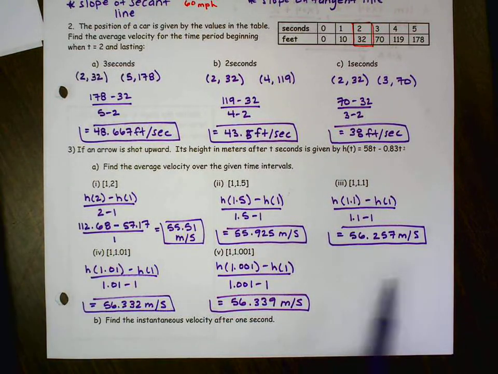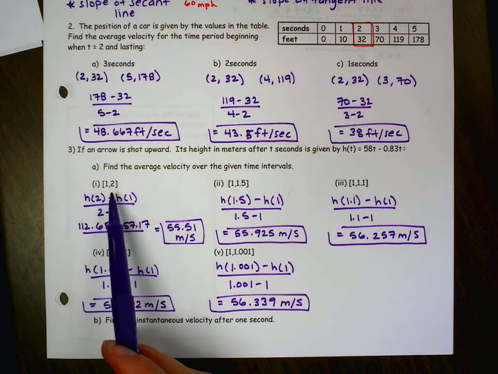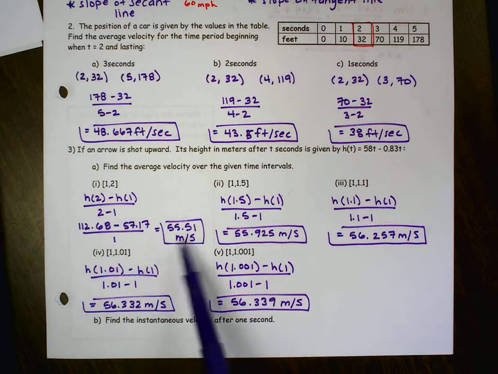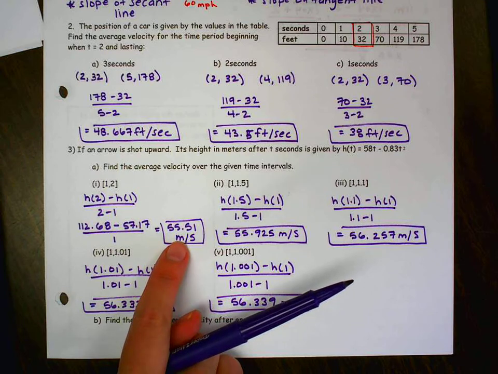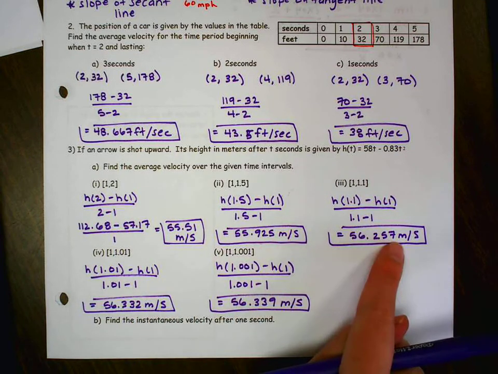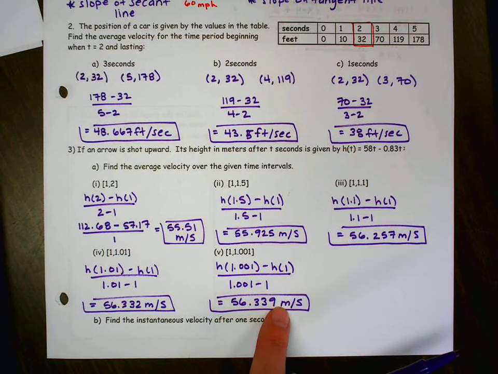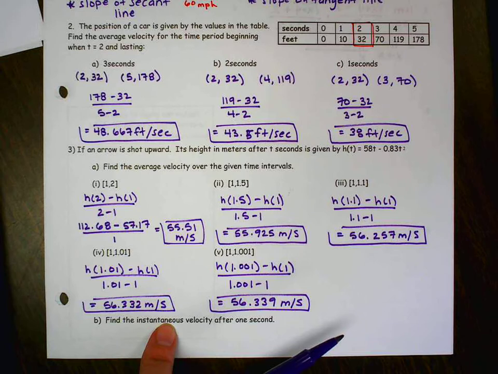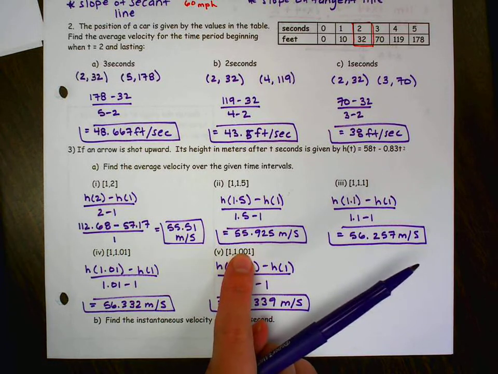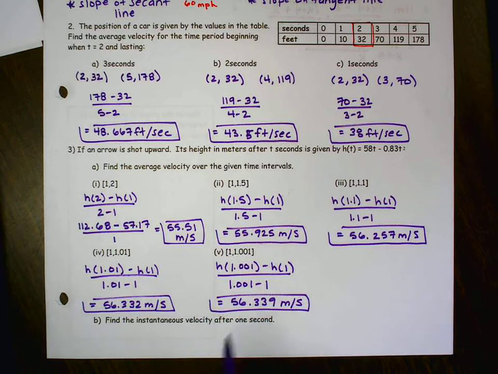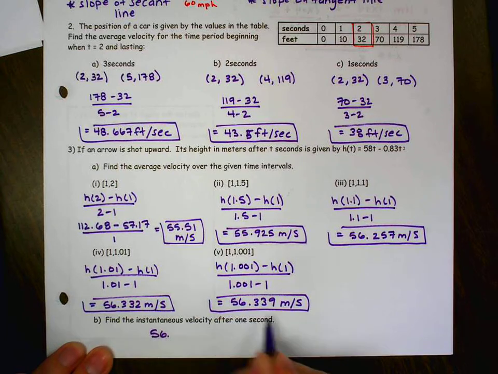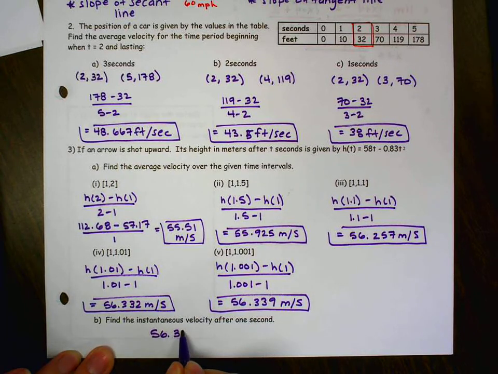So as my time values got closer and closer together, what did you notice about the average velocity? It started increasing, and then it started leveling out at 56.339. So here it says find the instantaneous velocity after 1 second. What we want to know is what's happening as this number gets closer and closer to 1. Well, as we get closer and closer to 1, this value I'm going to say is approaching 56.34 meters per second.